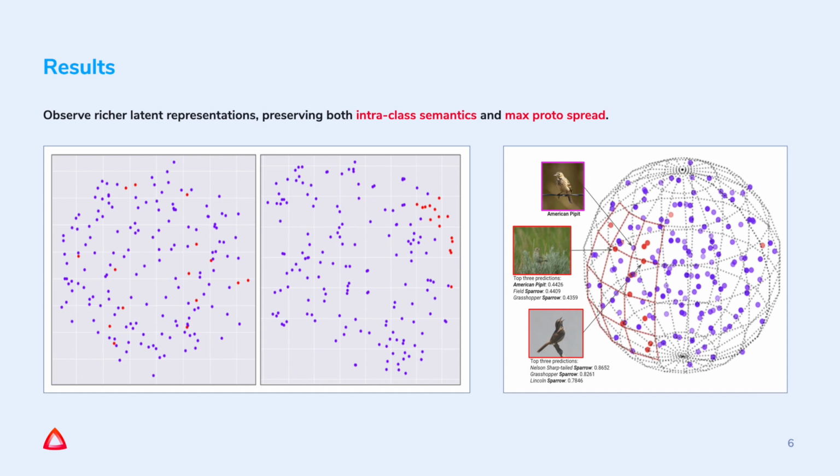In these t-SNE projections of the latent spaces, red represents sparrow class prototypes. In our method, we get the double advantage of maximally spaced classes with semantically meaningful clustering. For example, a never-before-seen American pipit class is visually similar to a sparrow class, and therefore is projected to the same semantic regions as the sparrows.